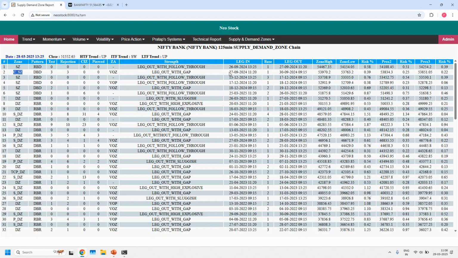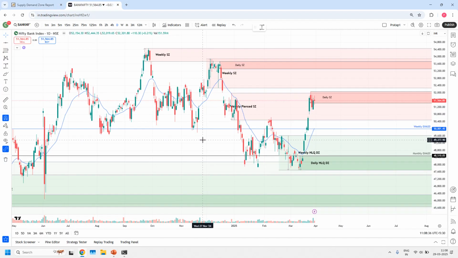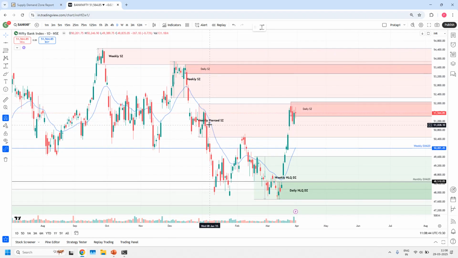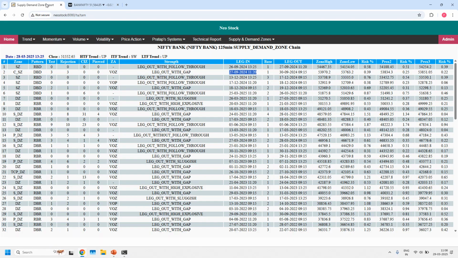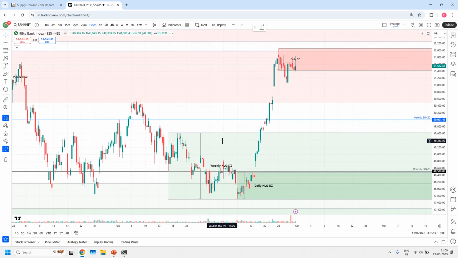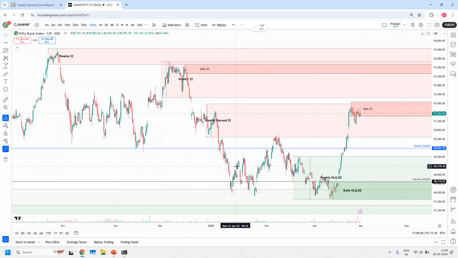When it was created on 27/9/2024. This is 25th/9. This is 30. 27/9. Sorry, we are in the daily time frame. I'm sorry, I didn't change the chart. Okay, now I am changing the time frame to 125 minutes. I was looking at the wrong chart.